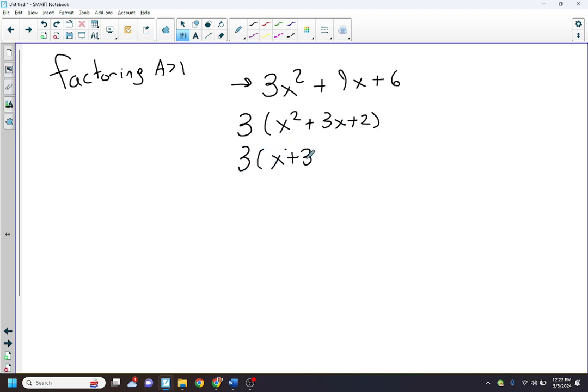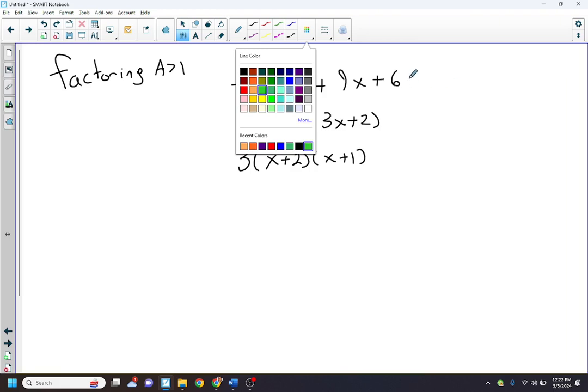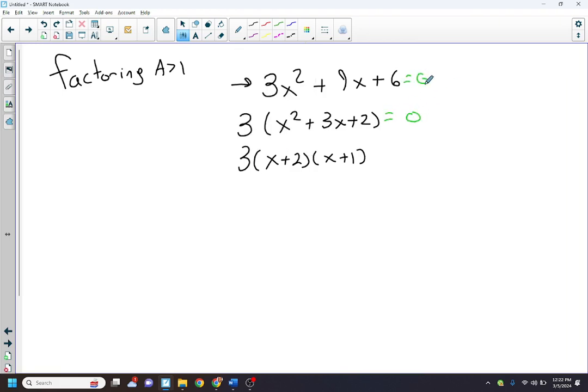Things that multiply to 2 that add to 3. So that's going to be x plus 2, x plus 1. Just remember, it could always also equal 0. If it did equal 0, you technically split it into 3 pieces, but this part here, where 3 equals 0, that does not matter. That's an impossible statement. So you still only look at the parentheses. So in this case, your answer should be negative 2 and negative 1.